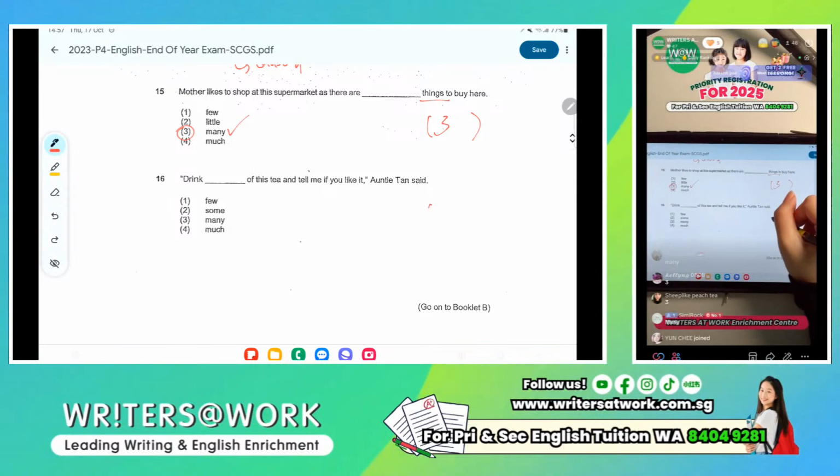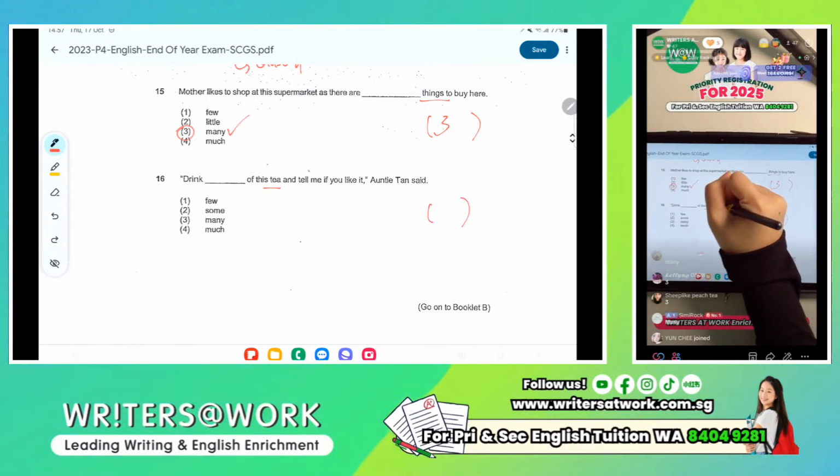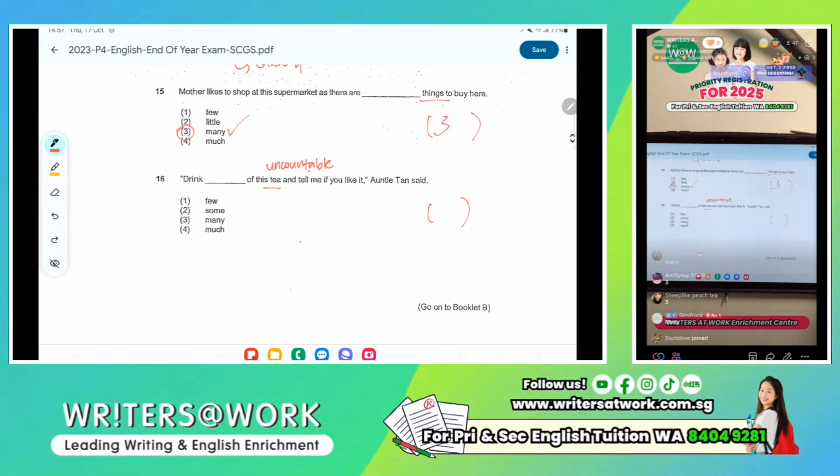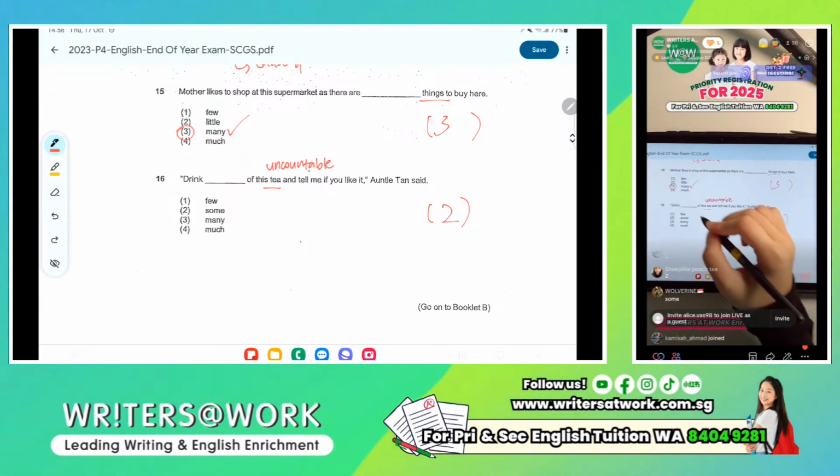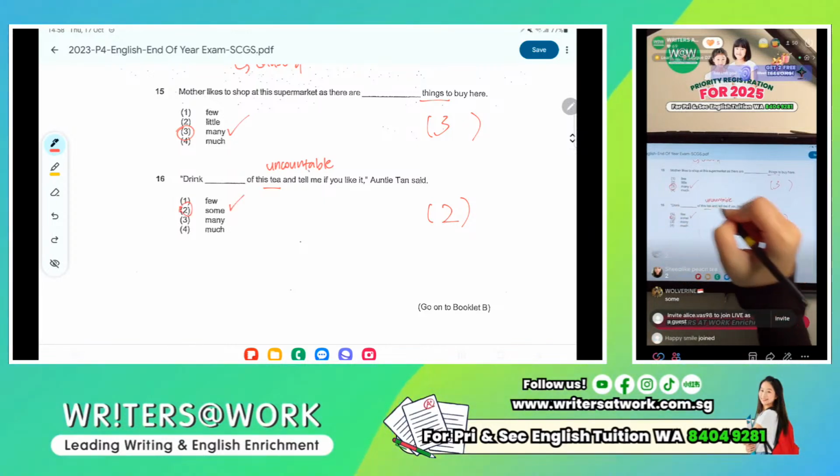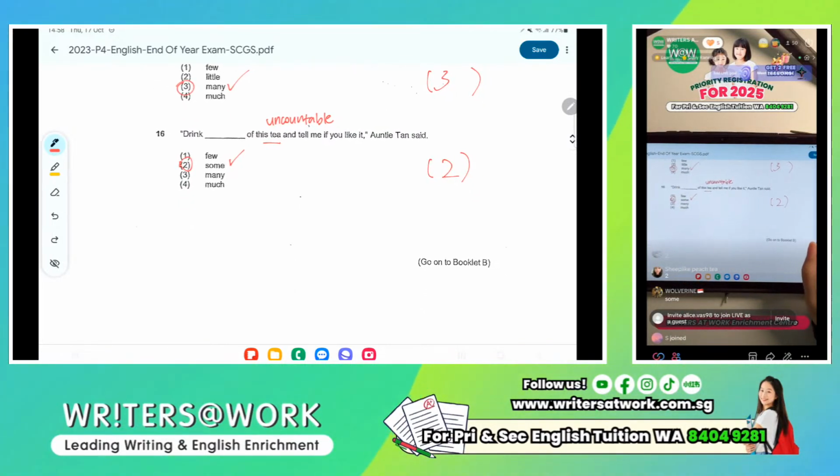Drink blank of this tea and tell me if you like it. Tea is uncountable. When it's uncountable, is it few, some, many, or much? Everyone says it's number 2. Drink some of this tea and tell me if you like it. Some, because some is for uncountable and less.